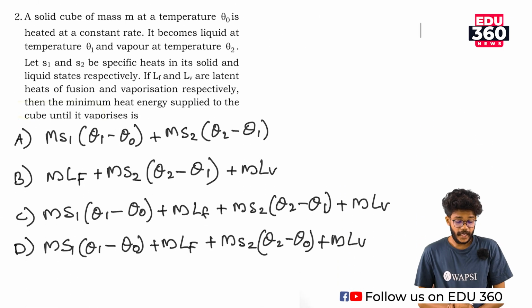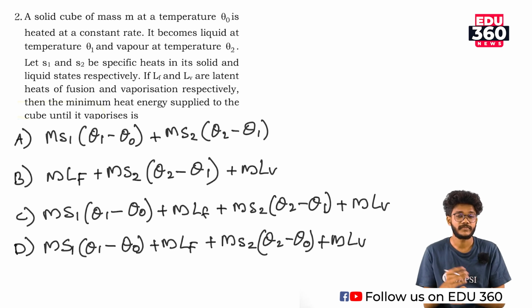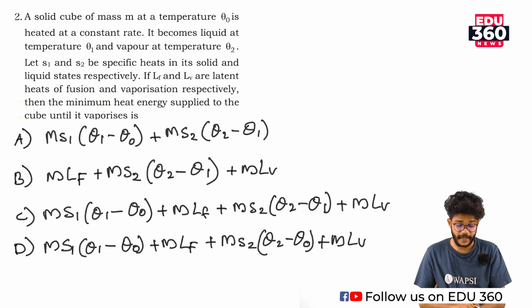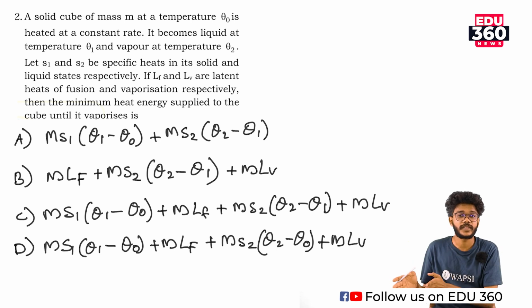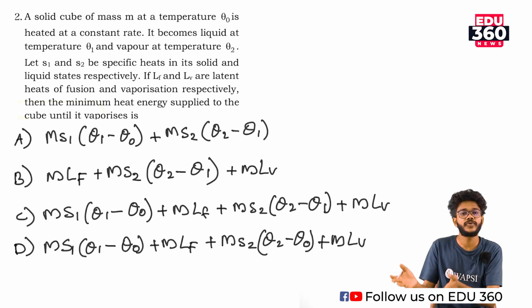A solid cube of mass m at a temperature theta 0 is heated at a constant rate. It becomes liquid at temperature theta 1. That means a phase transition has taken place here. It came from solid and arrived at the liquid state, from theta 0 to theta 1, and vapor state at theta 2. Then from theta 1 it traveled to theta 2 temperature by changing the phase also. The liquid is turned to vapor.